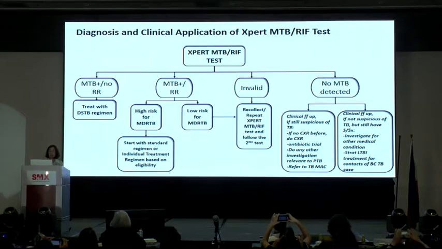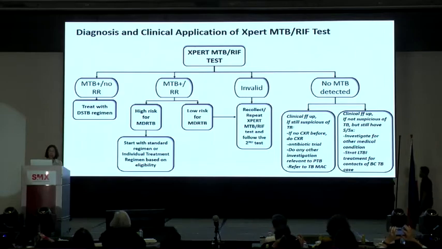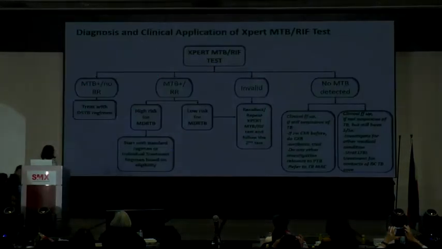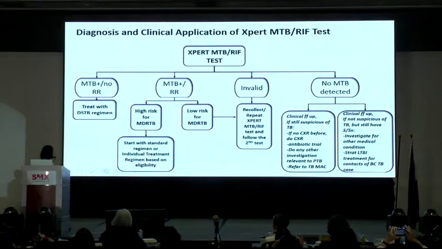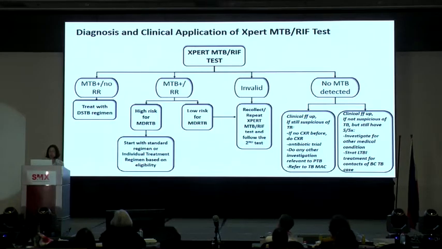So if the Xpert MTB test is done and the result is MTB detected, with no rifampicin resistance, then we treat with the drug susceptible TB regimen. But if it is MTB positive with rifampicin resistance and high risk for MDR TB, then we start the treatment for drug resistant TB. But if it is low risk for MDR TB, then we recollect the specimen for another test, just like with an invalid result.